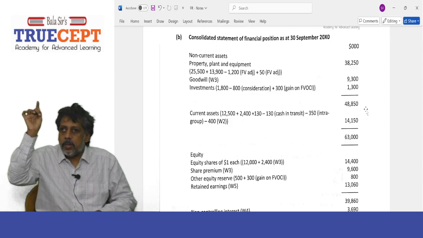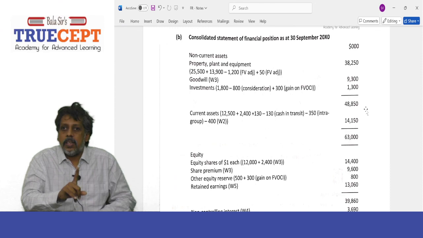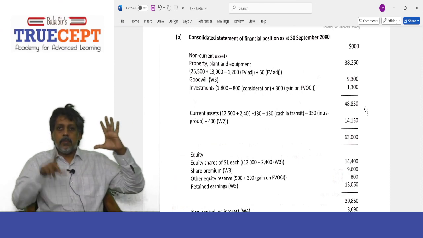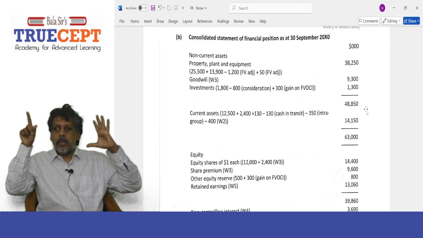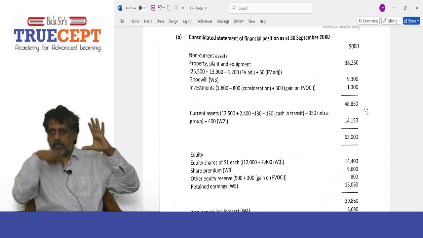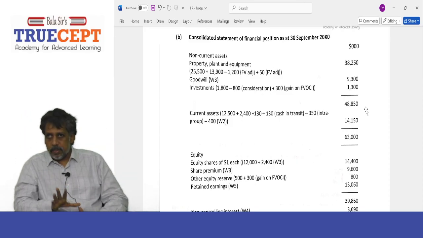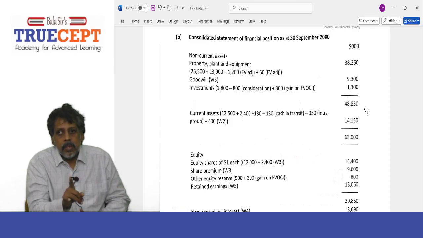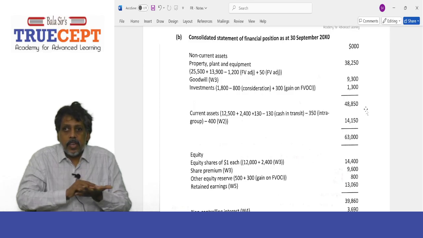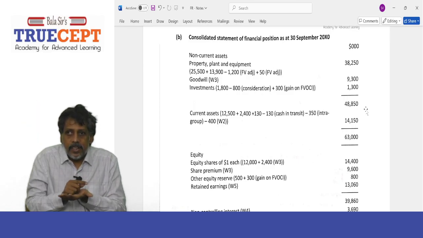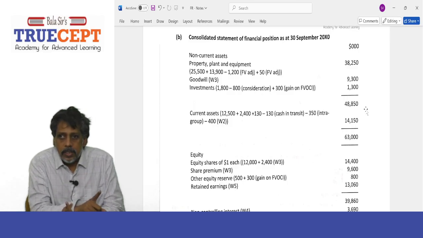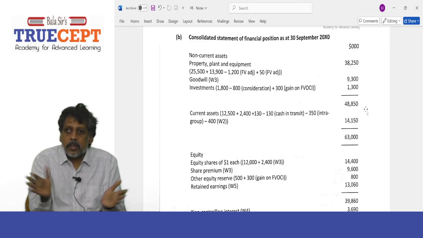Once you subtract 130 from 480 receivable, what is the balance? 350. I have a 350 payable, you have a 350 receivable. What are you going to do? Cancel both. Gone. Now, if you tally, it won't tally the balance sheet. Why? Still, there's a 130 check in transit, right? The in-transit check is also a part of cash and cash equivalent. Exactly. It's a part of cash.